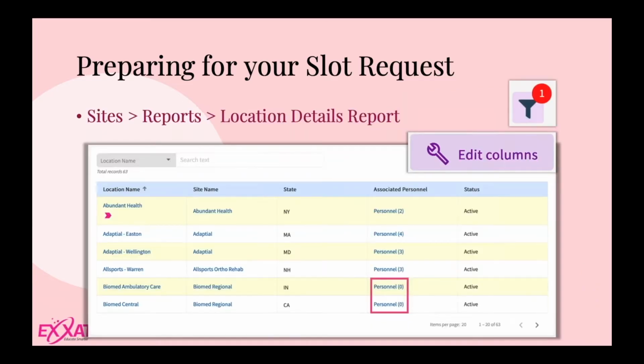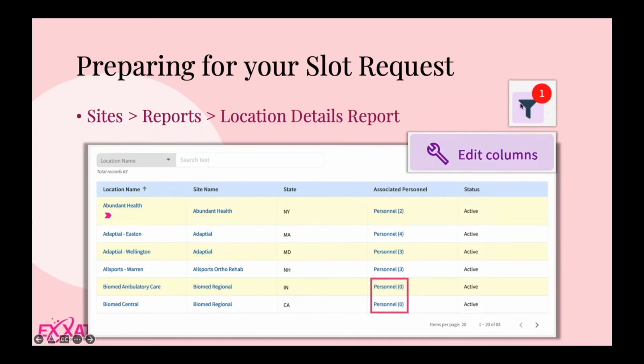So one of those handy reports is found in our sites section. You'll go to sites and reports, and there's a report called Location Details Report. That report is going to give you a list of all of your locations, the corresponding site, the state, the associated personnel, and how many there are in that particular spot, and then whether or not the site is active or inactive. There are many other columns to this report as well, but we recommend that you use the Edit Columns feature that's at the top of the page.